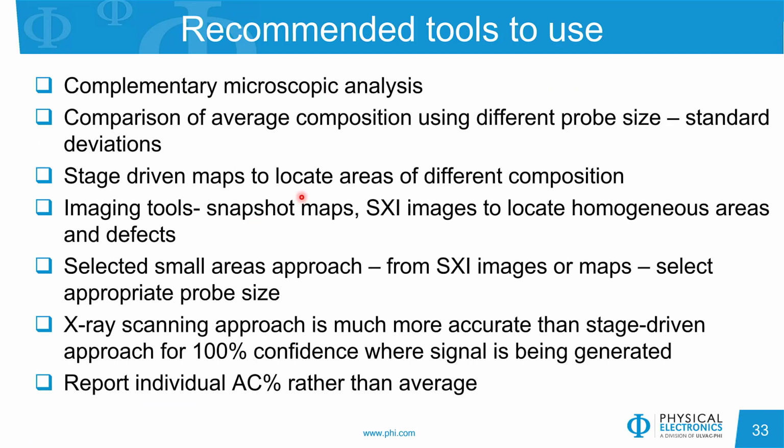The tools that we showed here in this webinar always refer to microscopic complementary analysis that is available to you from the same samples. Looking at average composition using different probe size, look at the standard deviation. If you analyze your sample, multiple areas using different probe size and standard deviation is in the same order, it will tell you that your sample is homogeneous. We showed an example of stage-driven map, really fast way to survey large areas on your sample and to find what are the areas of composition that may be different from others.